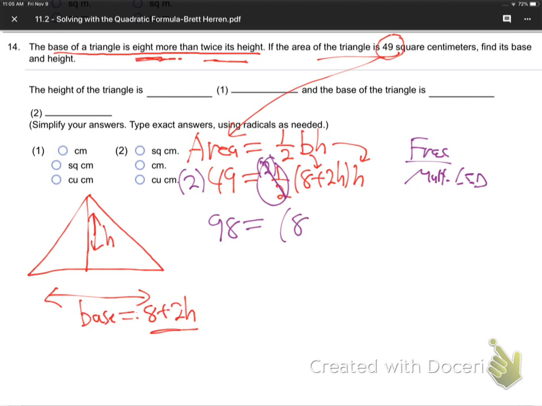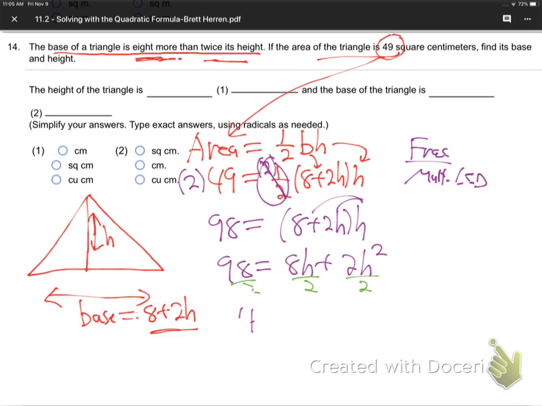So we don't need to do any more. And we canceled it out. That's nice. Let's distribute that in. So 98 is 8h plus 2h squared. So, hey, notice they all have 2 in common. Let's just divide that out right now and make things simpler. Divide by the 2 and we'll get 49 equals, 2 goes into 8 4 times, 4h plus, these cancel, h squared.